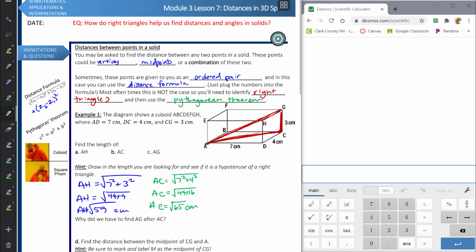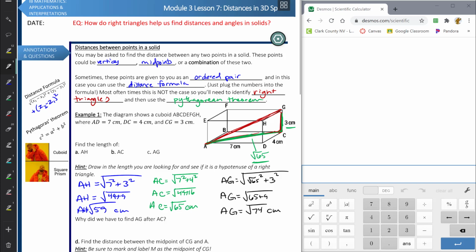And that's actually really handy because what did we do in the previous one? We found what AC was already. We knew that was square root of 65. So that's easy enough. And now we also have here 3 and square root of 65. So we can go ahead and find AG. So AG is going to be the square root of square root of 65 squared plus 3 squared. AG will now be the square root of 65 plus 9. And AG will be the square root of 74 centimeters.